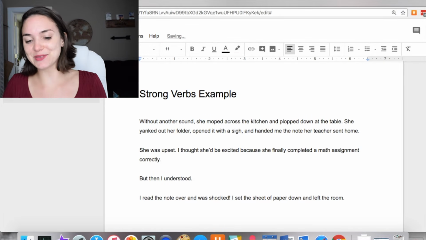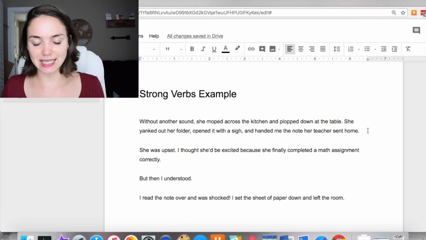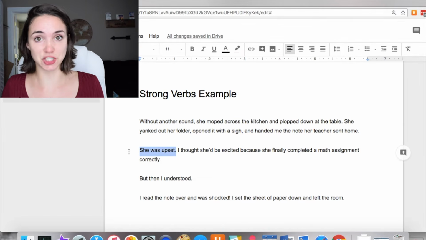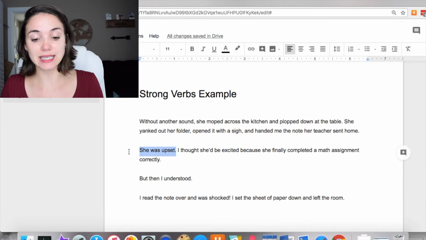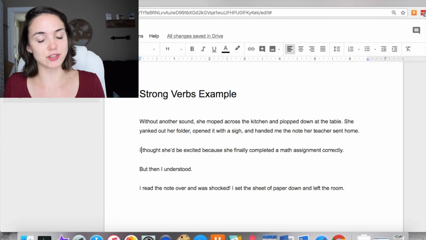She yanked out her folder, opened it with a sigh, and handed me the note her teacher sent home. So now we get an understanding that she's upset. In fact, we know this so vividly that we don't even have to tell the readers that she's upset. So we can completely delete this next sentence, "She was upset." We don't need it because now our readers understand.